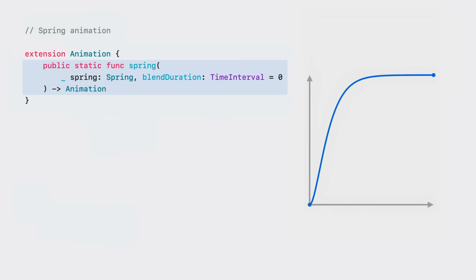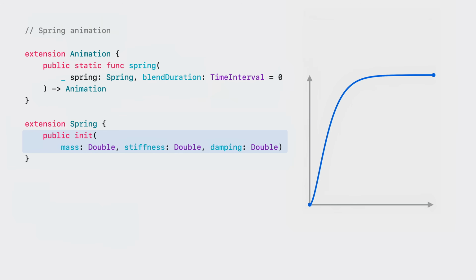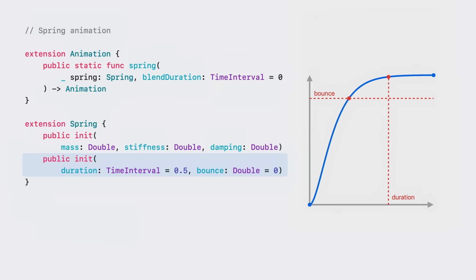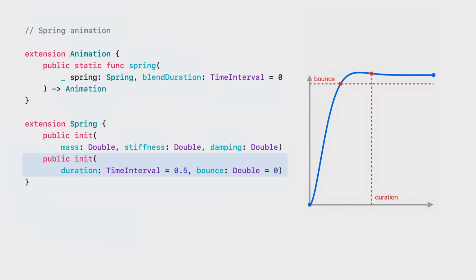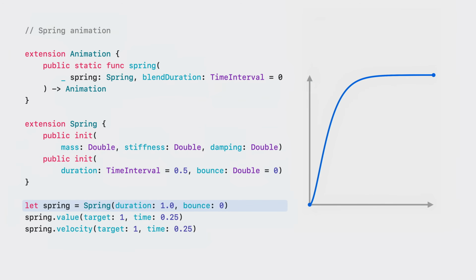The next category of animation, springs, determine the value at a given point in time by running a spring simulation. You may be familiar with traditional ways of specifying a spring. For example, mass, stiffness, and damping. But we've never found these ways to be particularly intuitive. So we invented a new way. You just specify the perceived duration of the animation and how bouncy you want the spring to be. It's much more approachable. Similar to unit curve, the spring type can be used standalone to calculate the value and the velocity of a spring at a given time.